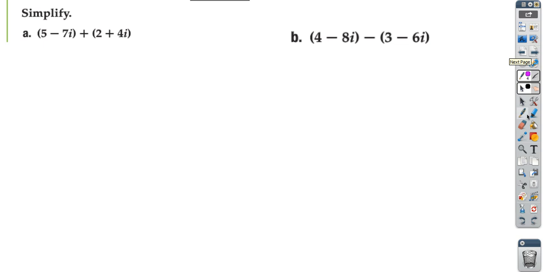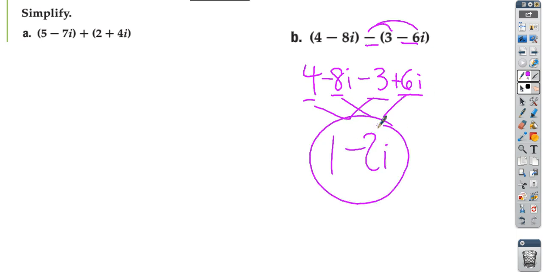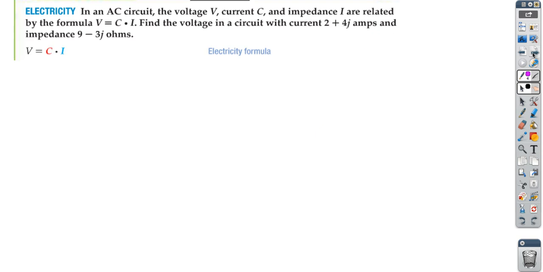Okay, last things, the 4 basic math operations: adding, subtracting, multiplying, dividing. Let's just do subtracting. That will cover adding as well. So when you have a minus in front of a parentheses, you need to distribute it. That becomes minus 3. Minus 6 is like plus 6. And now we have 4 minus 3, which is 1. Negative 8i plus 6i would be negative 2i. And that's all you need to do. You're done.